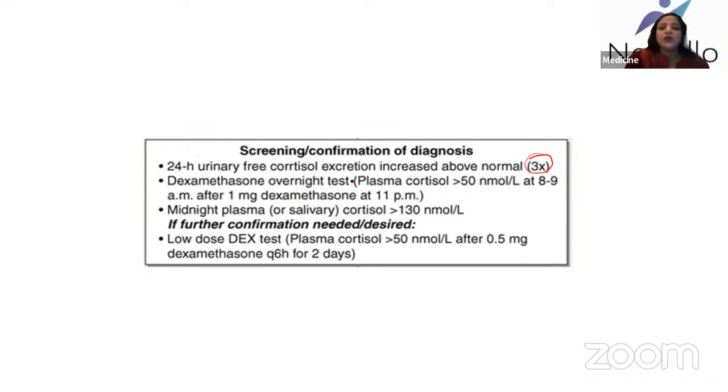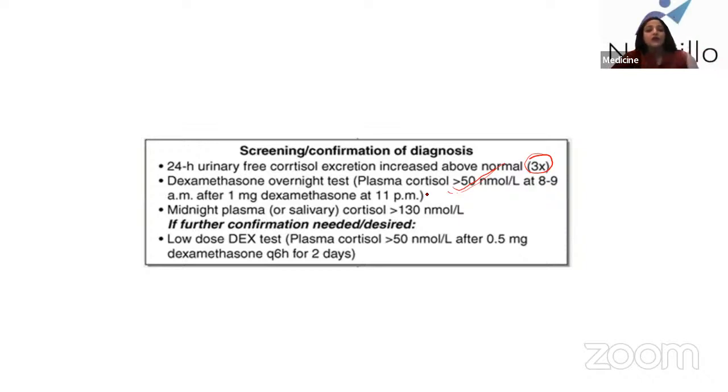Dexamethasone overnight test, very easy. What you do is you give 1 milligram of dexamethasone at 11 p.m. Simple. And then you check the cortisol level at 8 a.m. And if the cortisol level at 8 a.m. is more than 50, then yes, your screening for Cushing is positive. Or you do a midnight plasma or salivary cortisol, which is more than 130 nanomole per liter.